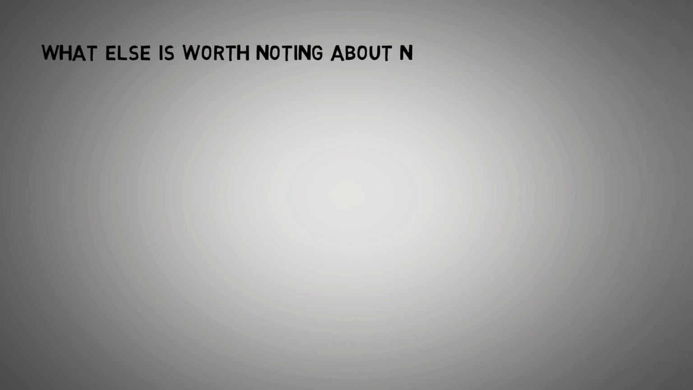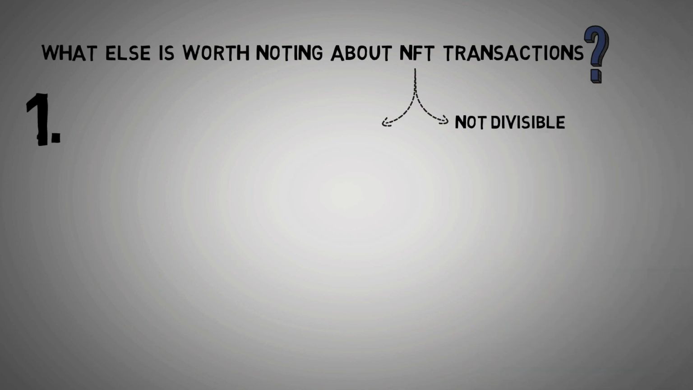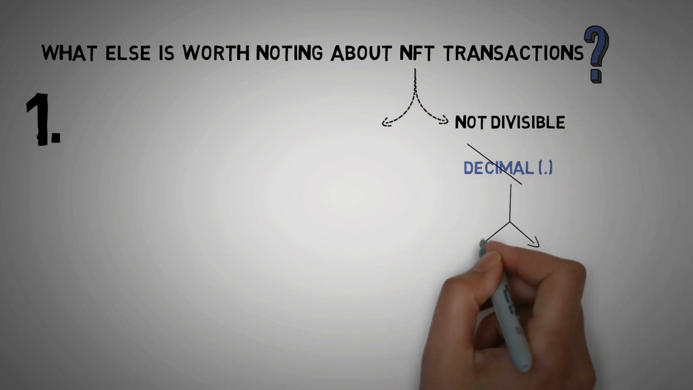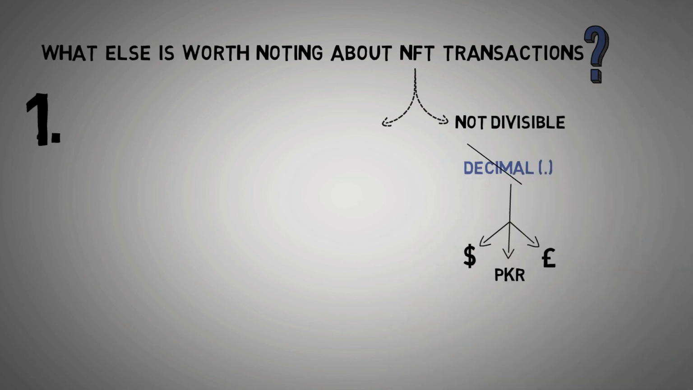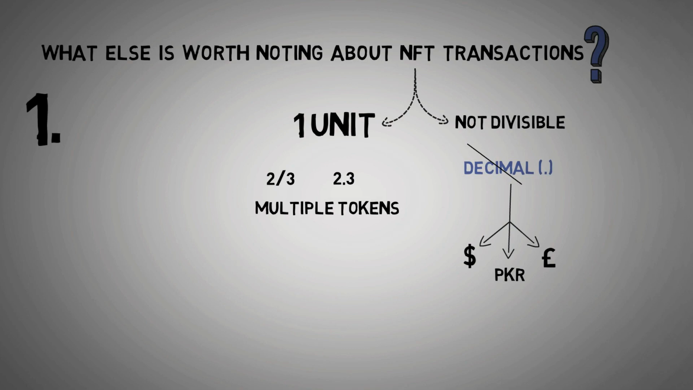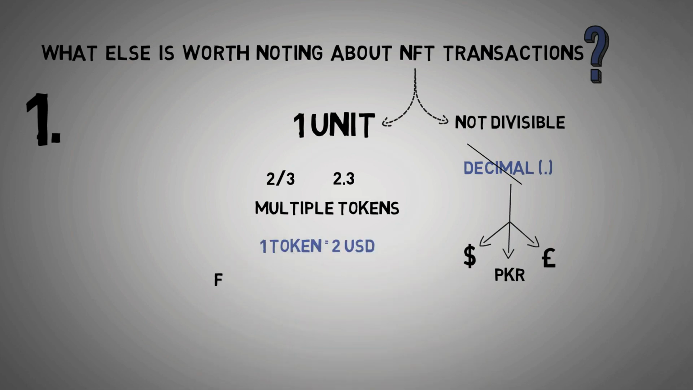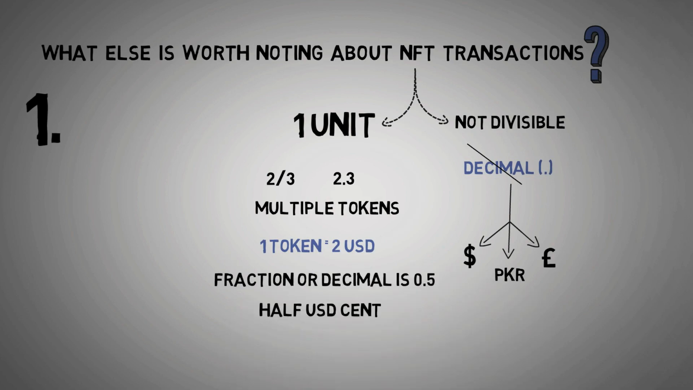What else is worth noting about NFT transactions? 1. Since these tokens are not divisible, there is no concept of decimal places like in normal currencies. To deal with this, the smallest unit would be taken as 1 unit, and we talk about fractions/decimals in multiple of that token. For example, if one token is worth 2 USD cents, it can be said that fraction or decimal is 0.5, since it is worth half a USD cent.